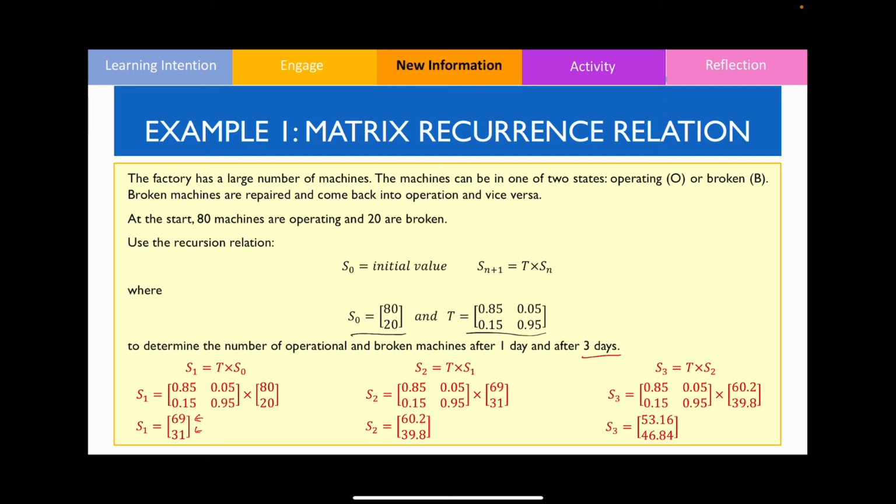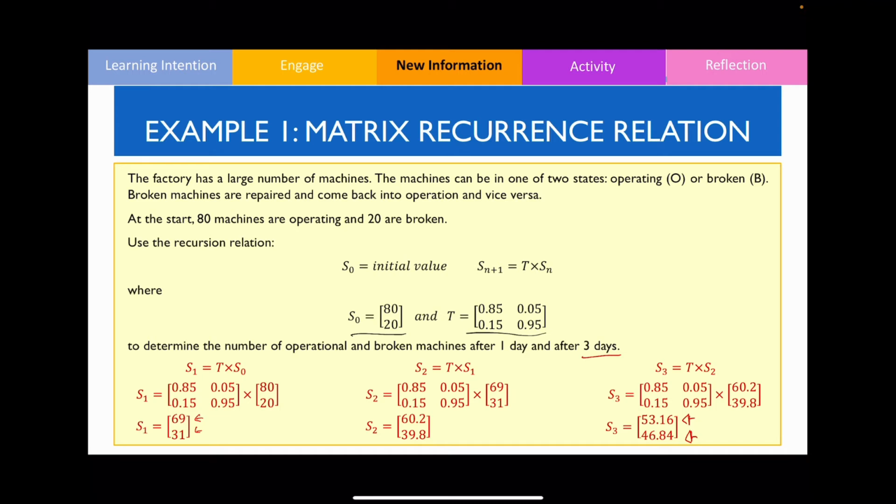To ultimately answer this question, again, you need to write down a written statement. So because these values over here are not nice whole numbers, we're going to need to round these values accordingly. So in this particular case, you would need to answer by saying that there's going to be 53 operational machines and there are 47 broken machines after 3 days.